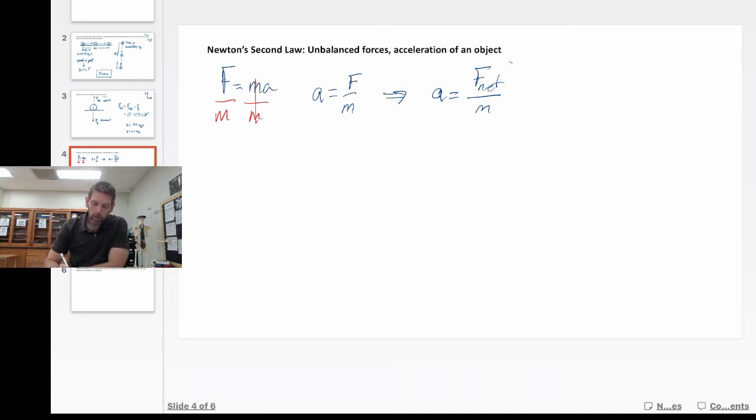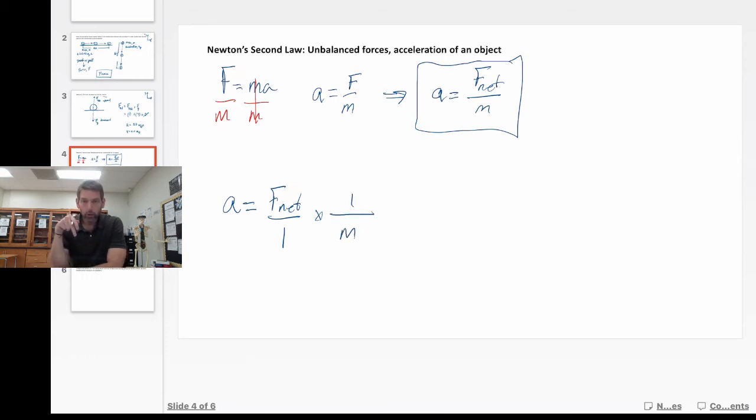Now, looking at this equation, there are two relationships that exist. Acceleration is equal to two things. It is directly related to the force and inversely related to mass. When you have a reciprocal, you have an inverse relationship. And right here, this is a direct relationship, so this is proportional.